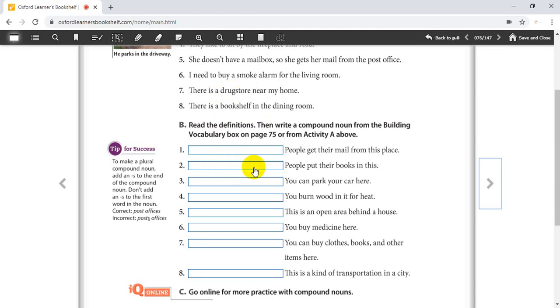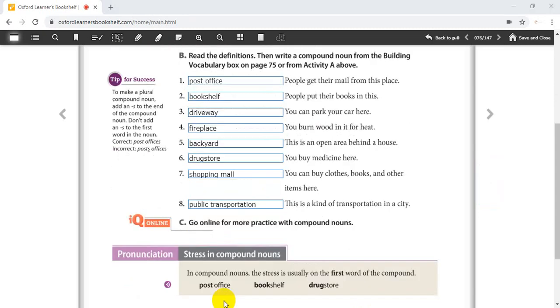Now I want you to take 4 minutes, okay? Because you need to search and you need to move around the pages and write down the correct compound noun in these boxes. So 4 minutes, and then I will tell you the correct answers. Alright, let's have a look at the answers.